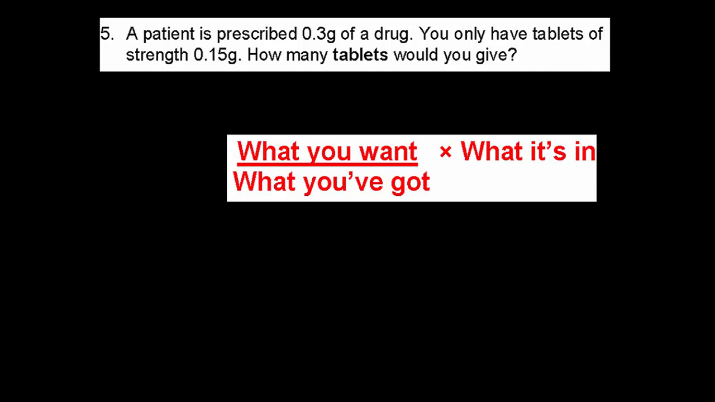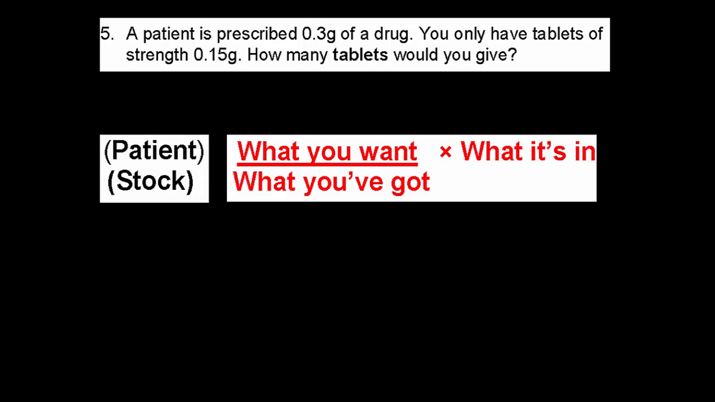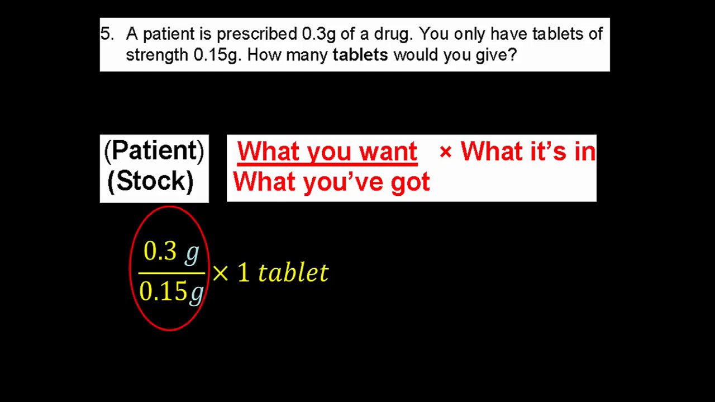And again, as before, I think about the patient coming first. So let's unpack the question using the formula and faithfully recording all the units. So I've got 0.3 grams is what I want to give the patient, 0.15 grams is what I've got in stock, and that's times 1 tablet. Now on this occasion we can see that initially we are happy that we have the same units top and bottom of that fraction, and therefore there is no need to do any conversions.